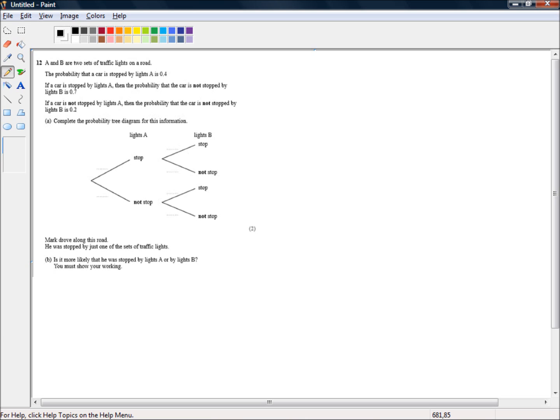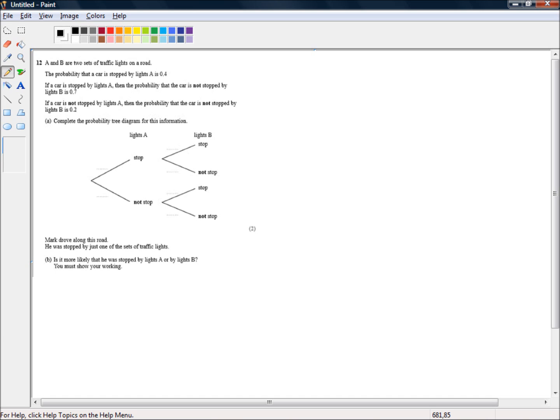The probability that a car is stopped by lights A is 0.4. If a car is stopped by lights A, then the probability that the car is not stopped by lights B is 0.7. If a car is not stopped by lights A, then the probability that the car is not stopped by lights B is 0.2. Complete the probability tree diagram for this information.